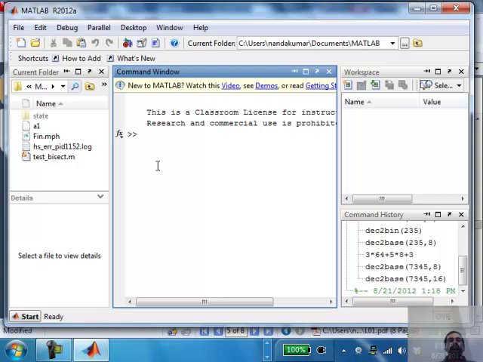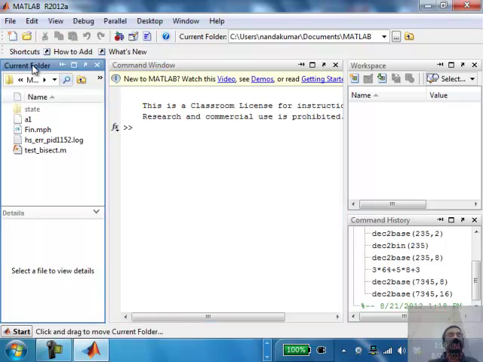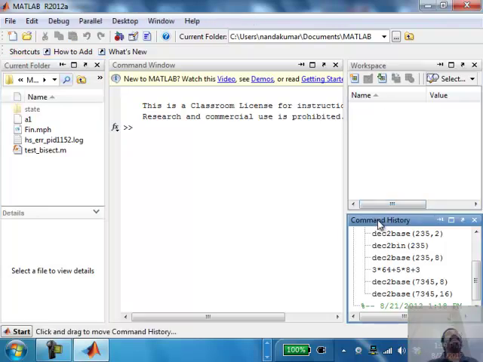Okay. So let me just give you in the remaining 2 minutes that we have, or 1 minute, what are the basic elements of this MATLAB window, graphical user interface window. Okay. So you see an area called command window. There are several windows. There is a window called current folder window. There is a window called details. Okay. And there is a window called workspace. And there is a window called command history. Each one of them is a window that is controlled by MATLAB graphical user interface.